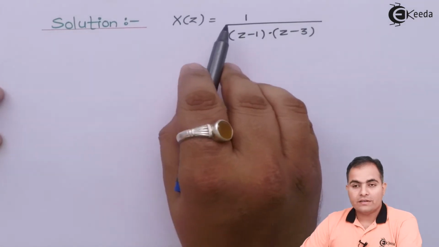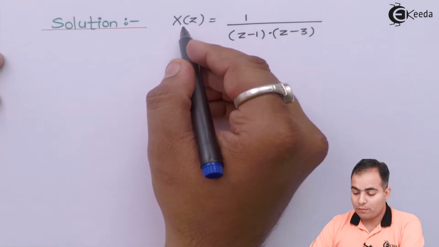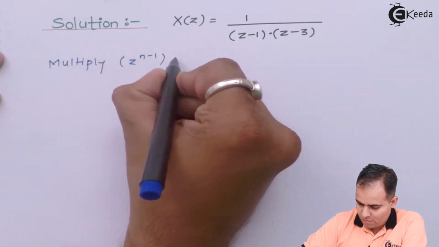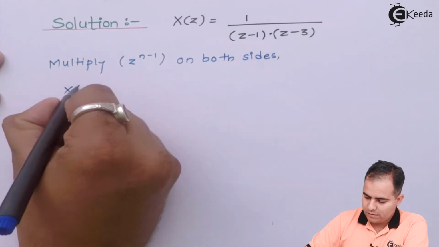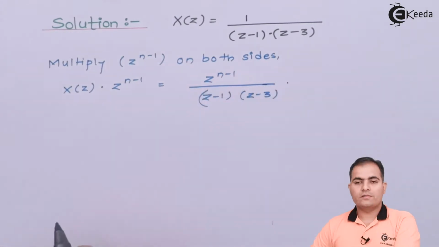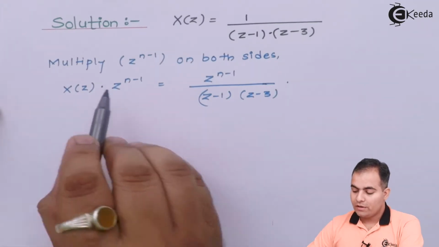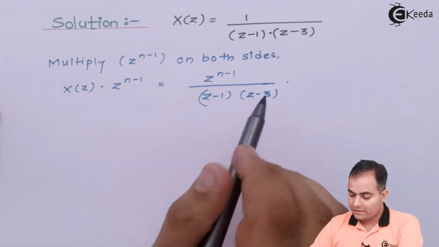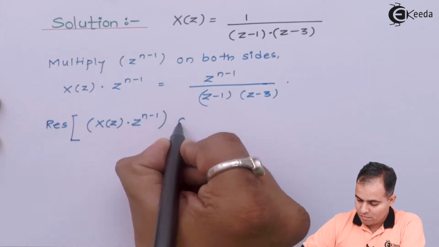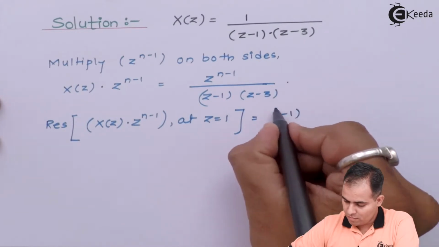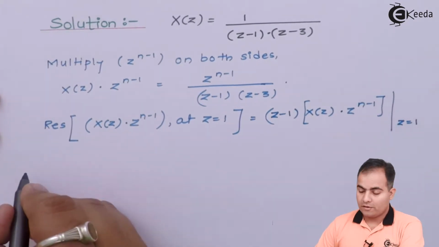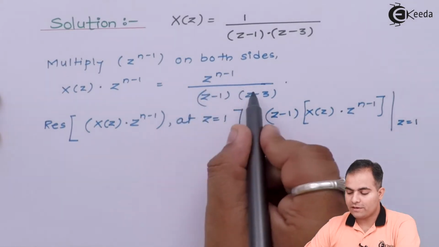So, we are going to find the inverse z transform using the residue theorem. First of all, multiply both sides by z to the power n minus 1. Now we will calculate the residue of X of z into z to the power n minus 1 at z equals 1 and at z equals 3 separately. Now, we'll substitute X of z into z to the power n minus 1, that is this value, over here.